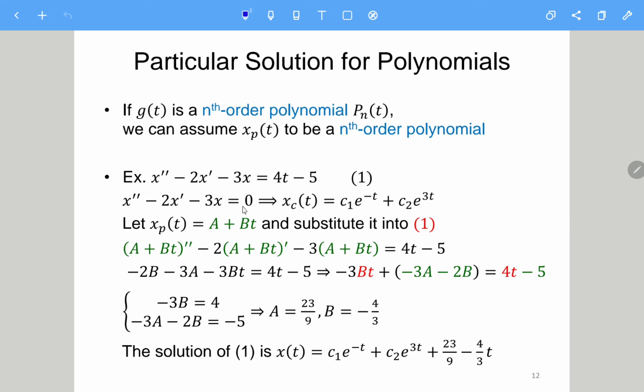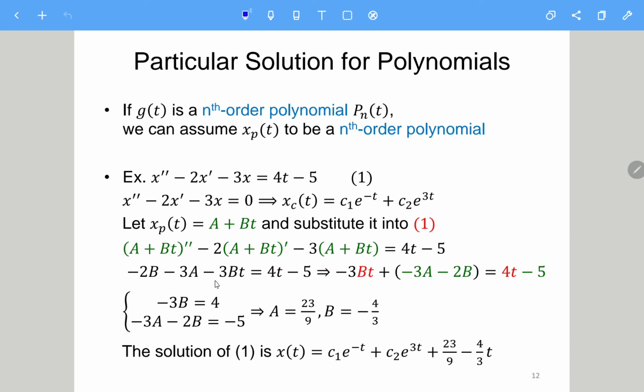Then we plug this into equation 1. We have (a plus bt) double prime minus 2 times (a plus bt) prime minus 3 times (a plus bt) equals 4t minus 5. The second derivative is nothing but 0, and the first derivative is b, so we have -2b here. And then we have -3a and -3bt, equals 4t minus 5.